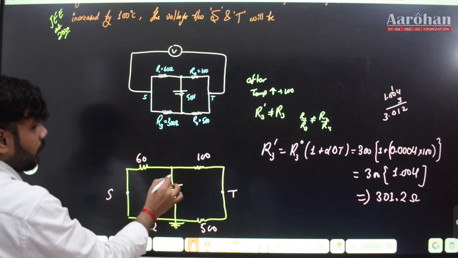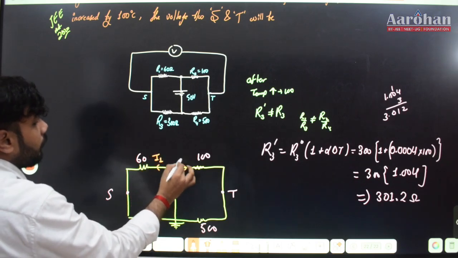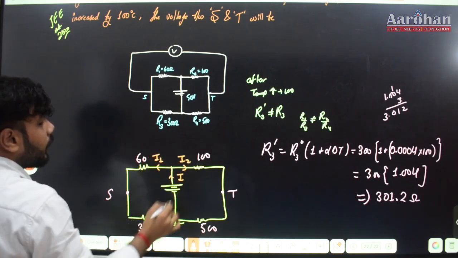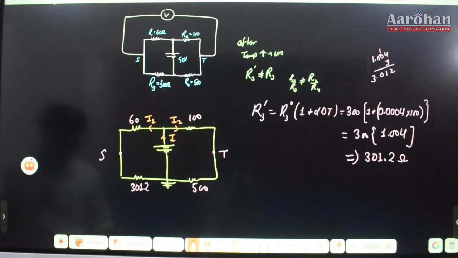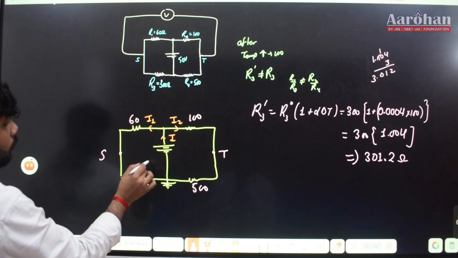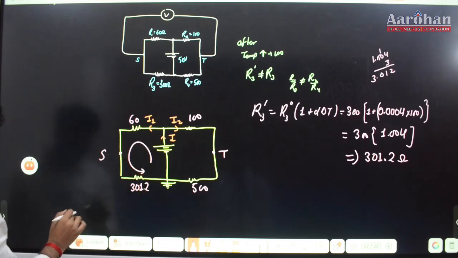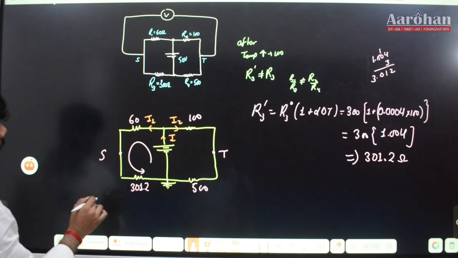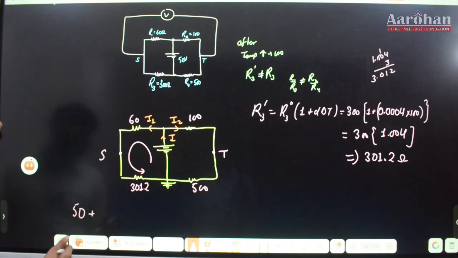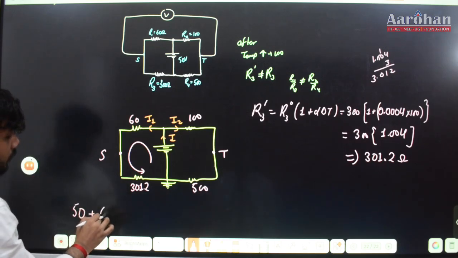I'll give you the hint. Here you will have I, here you will get I1, and here you will have I minus I1, or you can take I2 also, because it is the same loop. You can apply KVL in this loop. So we start from this, 50, and the direction of current is the same. Again, if you don't know KVL, don't worry, in an upcoming session we will discuss how we can solve this question.